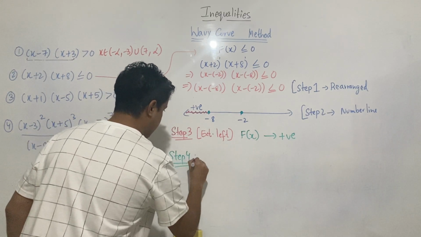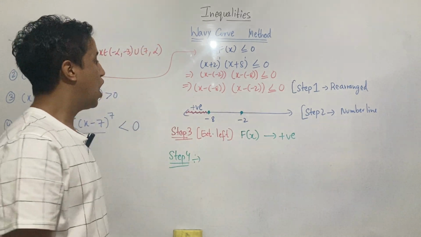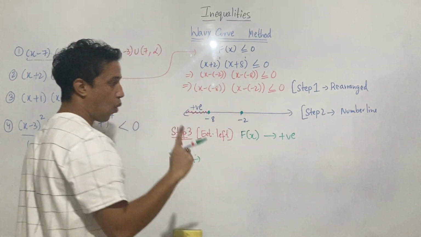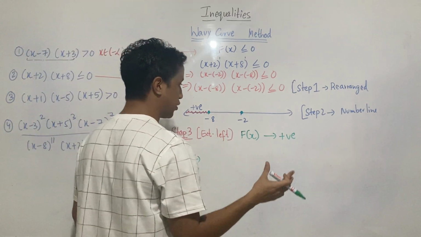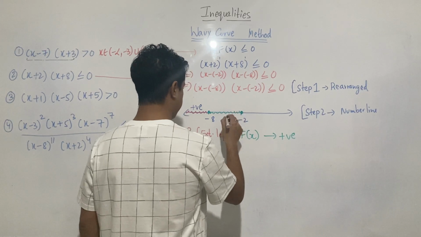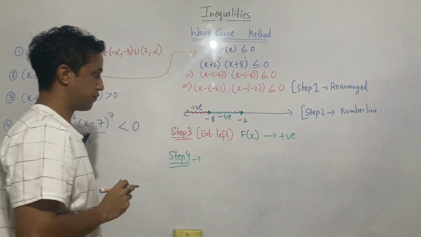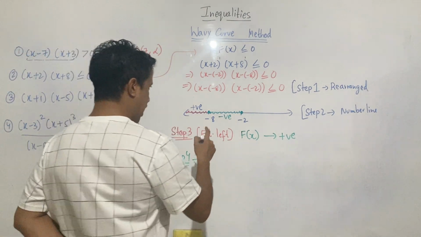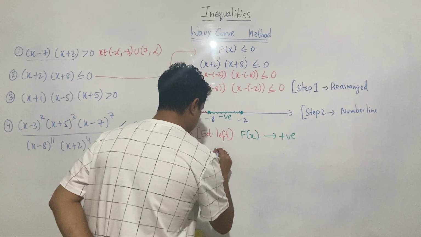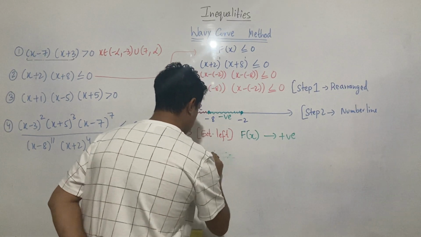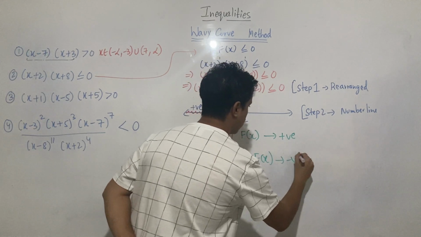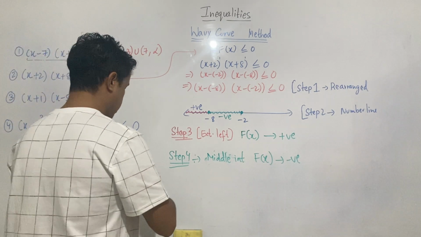Now step 4, when you go to the next interval. When you move to the next interval, you have to check the exponent of the expression that involves minus 8. So what's the power here? 1. The power is odd. If your exponent is odd, then the sign will change. It means that here it's going to be negative. So for this interval, minus 8 to minus 2, the second or middle interval, your f(x) is going to be negative, because the power is odd. Now go to the next step, step 5.